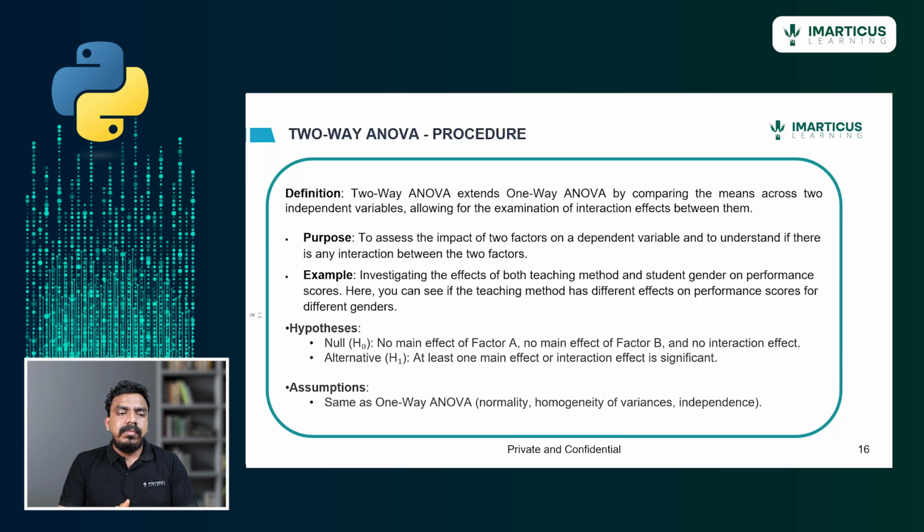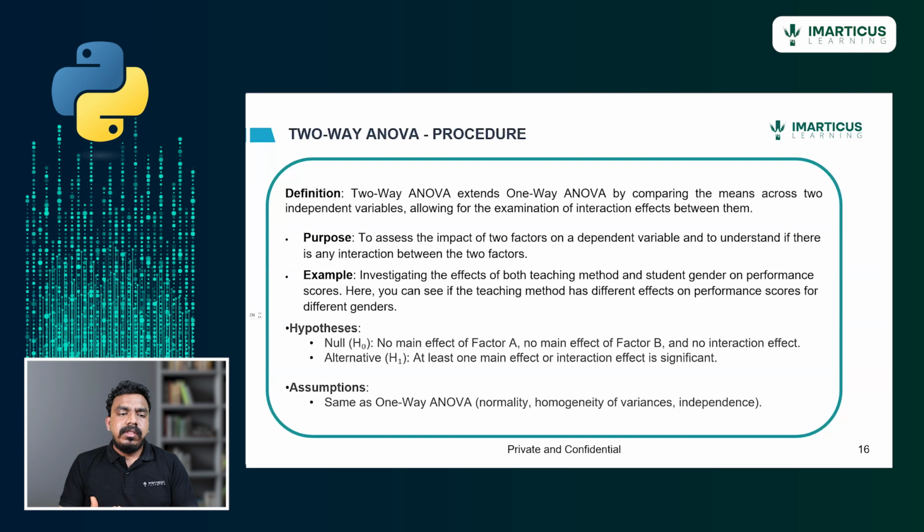For example, investigating the effects of both teaching method and student gender on performance score. Here you can see the technique or teaching method of a particular trainer has a different effect on the performance of the students, scoring based on gender. So, the hypothesis testing is applied over here.